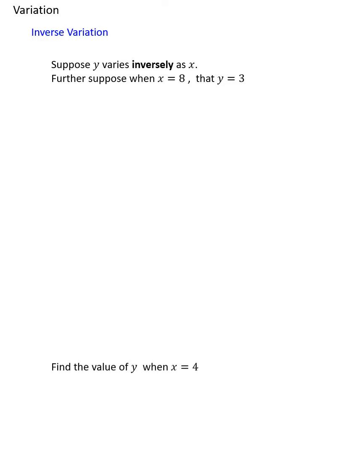Let's now take a look at an inverse variation problem. Suppose again we have two variables, but this time y and x vary inversely from one another. Suppose further that when x is 8, y is 3, and we want to find the value of y when x is 4.